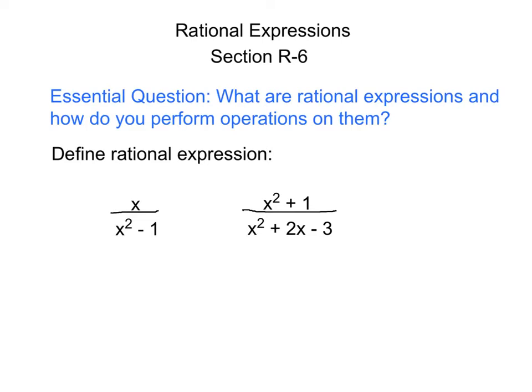And if we look at our examples here, the first example, x over x squared minus 1, it's obvious that for that particular expression, x cannot equal 1. Because if x equals 1, then we have 1 minus 1 in the denominator, or 0. And similarly, for the second expression, x cannot equal minus 3, or x cannot equal 1. So these are values which would make the denominator 0, and therefore undefined.